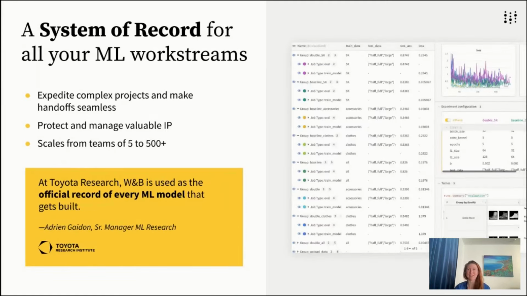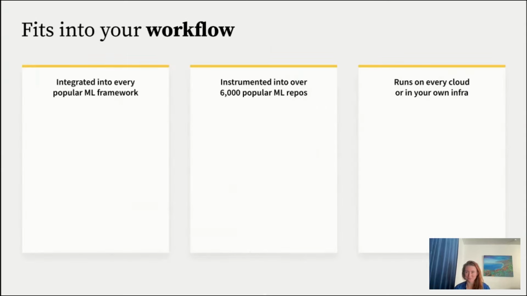And finally, you're having a system of record, so a central place where you can see all of the different models that you've trained in one page, and you can identify what the best model is, and then make sure that everyone's on the same page about that.